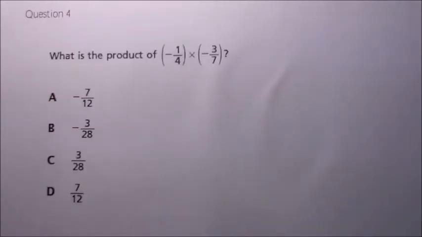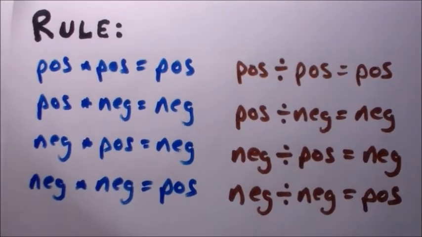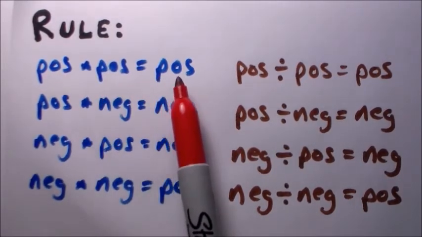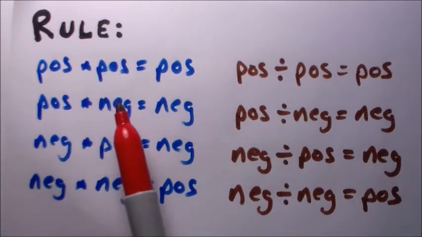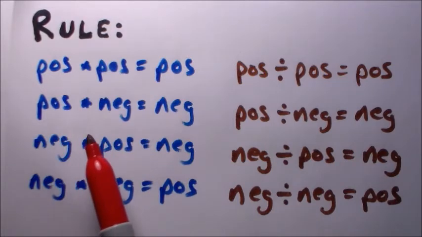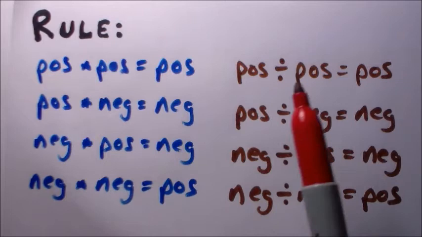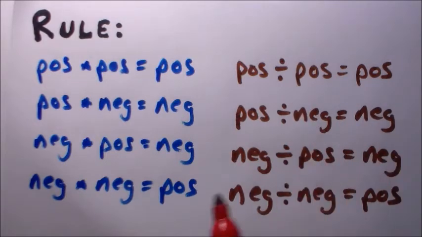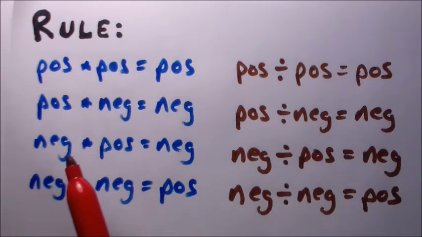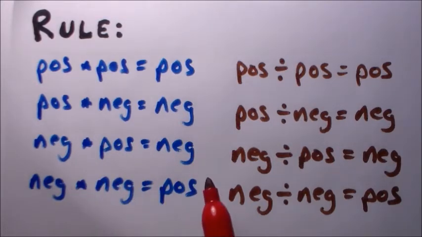Okay, question 4. What is the product of negative 1/4 times negative 3/7? We need a rule. The rule, and you probably know it by now, is a positive times a positive equals a positive. A positive times a negative equals a negative. A negative times a positive equals a negative. And a negative times a negative equals a positive. It works the same exact way for division. The basic rule is if you have one negative, your answer is going to be negative. If you have two negatives, your answer is going to be positive.